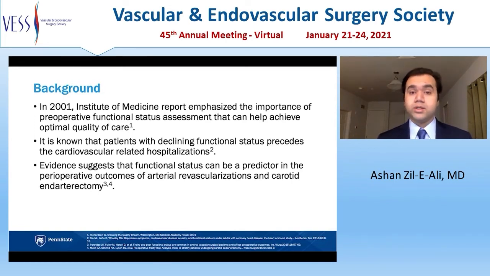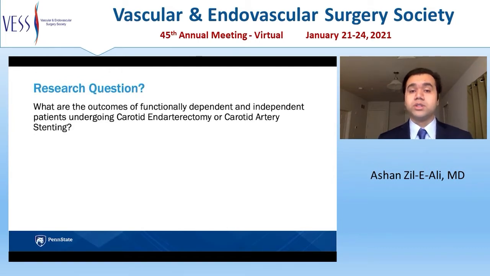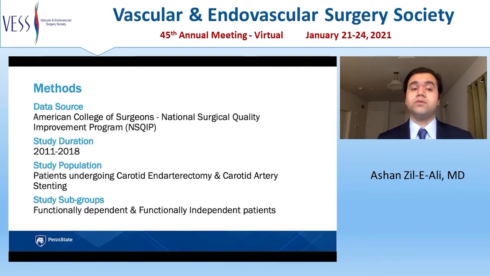Keeping this background knowledge in mind, my co-authors and I designed a research question: what are the outcomes of functionally dependent and independent patients undergoing carotid endarterectomy or carotid artery stenting? To answer this question, we looked into the data source of the American College of Surgeons National Surgical Quality Improvement Program, the NSQIP database, which is a risk-adjusted, validated data source that collects information from more than 700 centers across the country. Furthermore, to capture the highest number of patients in both pools of endarterectomy and artery stenting, we studied from 2011 till 2018.